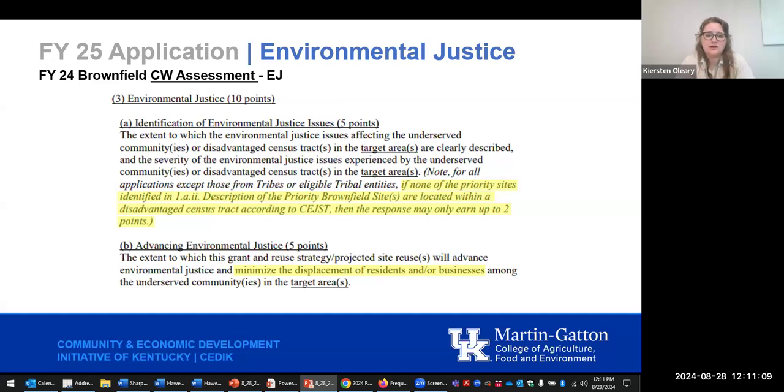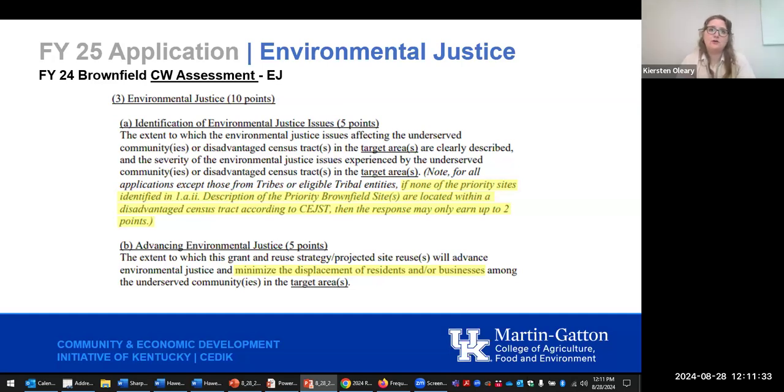And I just want to take a moment to point out, Tyler will give us a look at what this tool looks like, but the CJS tool, it's saying if none of the priority sites that are identified in your target areas or your description of your priority sites are located within a disadvantaged census tract with that tool, then the response can only earn up to 2 points. So 2 out of 5.